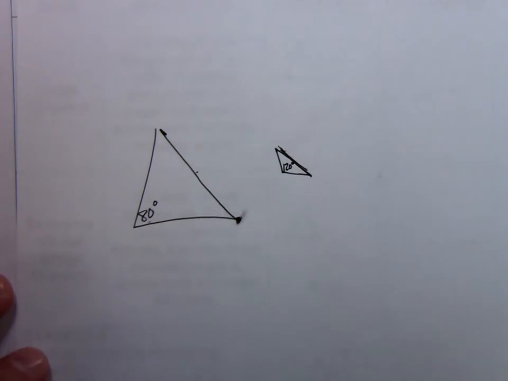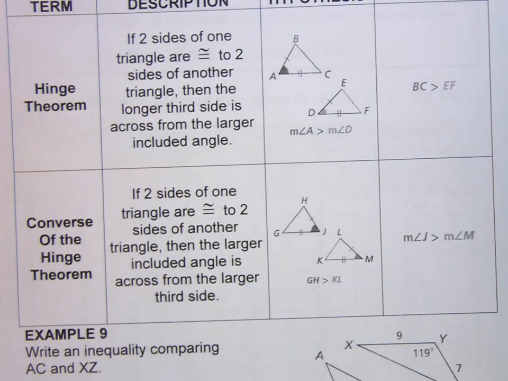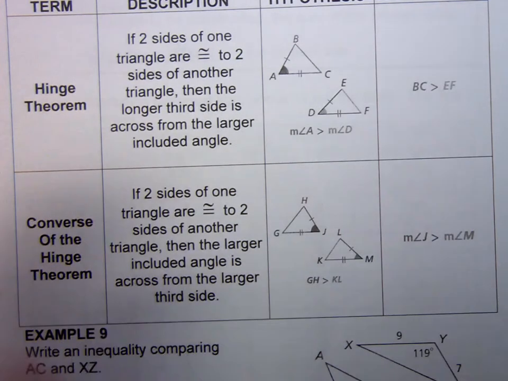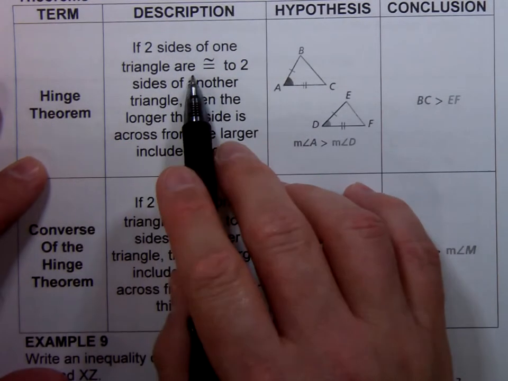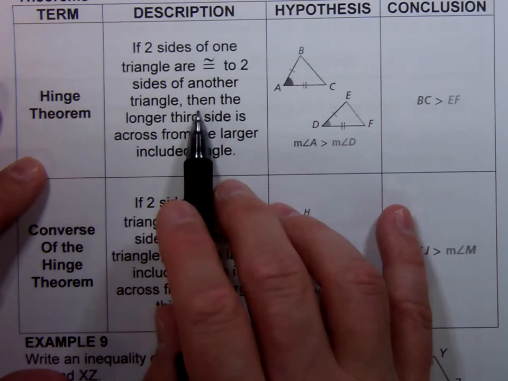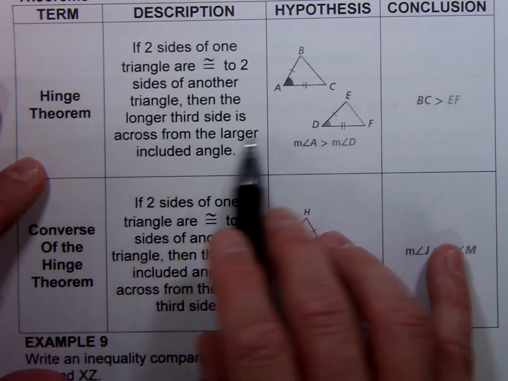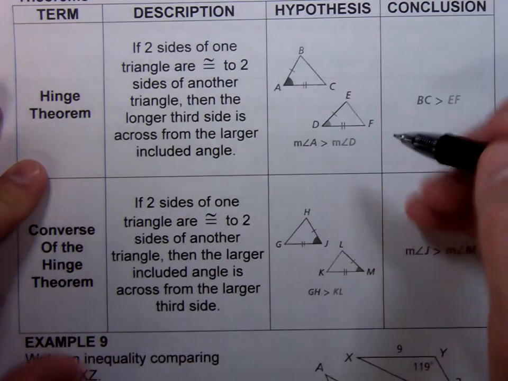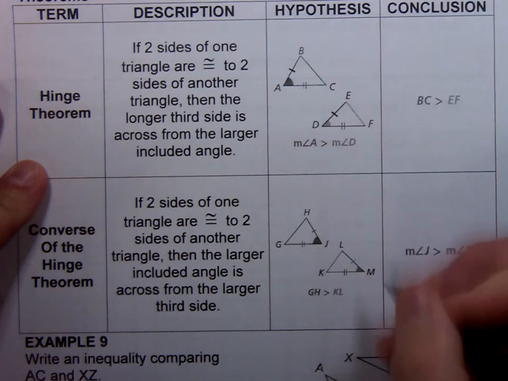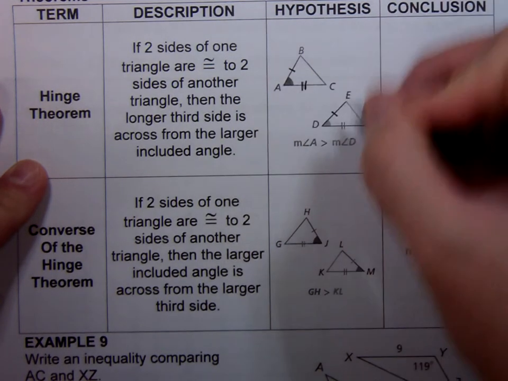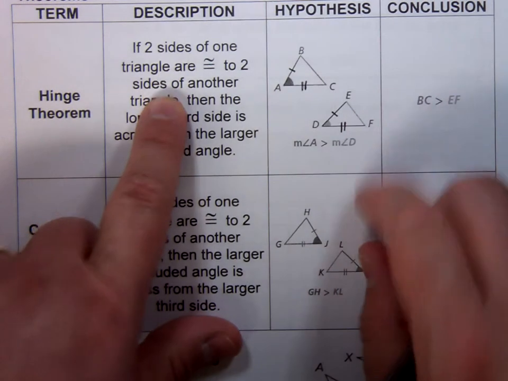However, there are certain circumstances that allow us to make some comparisons between two different triangles. So let's look at the hinge theorem here. If two sides of one triangle are congruent to two sides of another triangle, then the longer third side is across from the larger included angle. So right here, here's two triangles. Notice these segments are congruent, and these segments are congruent. So that fits that situation where two sides of one triangle are congruent to two sides of another triangle.